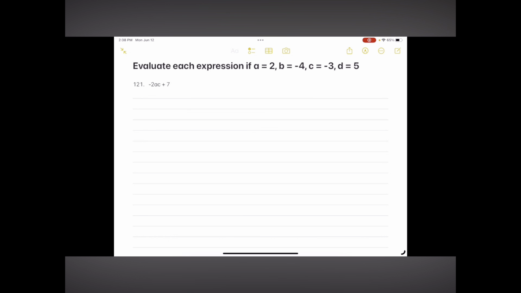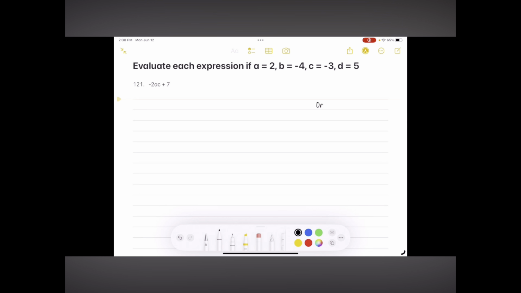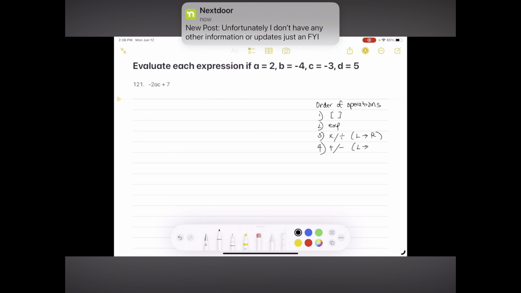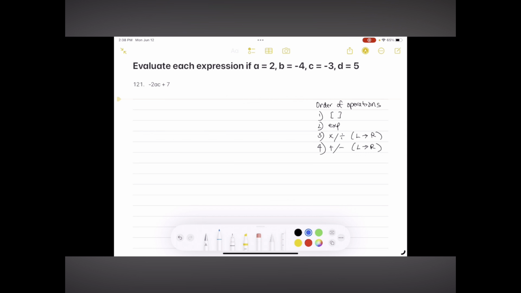Evaluate each expression if A equals 2, B equals negative 4, C equals negative 3, and D equals 5. Problem 121, negative 2 times A times C plus 7. I write down the order of operations to the side to use as a reference. Now I copy down the problem carefully, keeping all the digits and variables. So it's negative 2 times A times C plus 7. Substitute 2 for A, negative 3 for C, and then plus 7. So it's negative 2 times 2 times negative 3 plus 7.